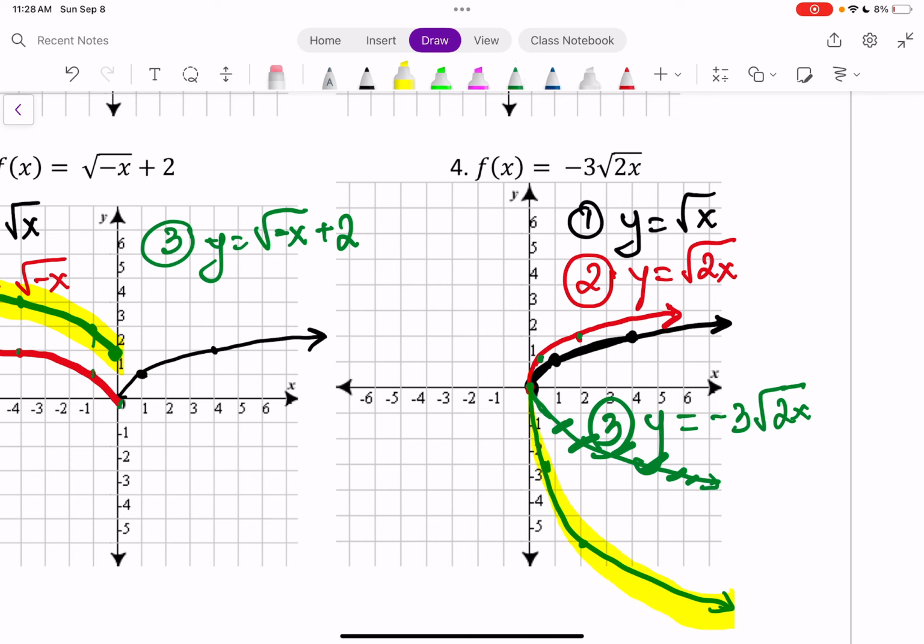So it gets compressed horizontally by a factor of 2, so it got squished in twice, and then stretched vertically by a factor of 3. And because it was minus, it also got flipped over the x-axis. So all the positive y's you had before are now negative y's.